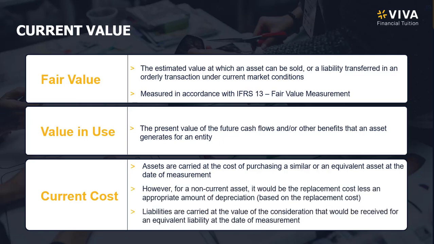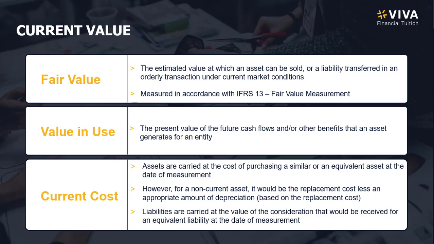First of all, fair value. Fair value is essentially market value, isn't it? The estimated value at which an asset can be sold or a liability transferred in an orderly transaction under market conditions. In other words, what could you sell an asset for now? Not what did you buy it for in the first place, or how much has been depreciated by, or what's its carrying value. What could you sell it for now?